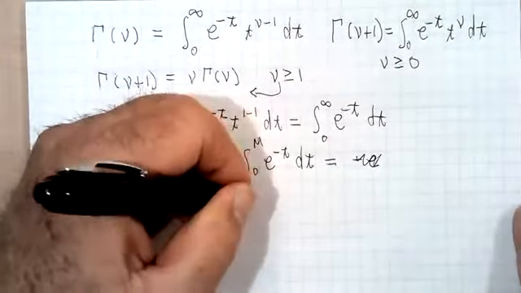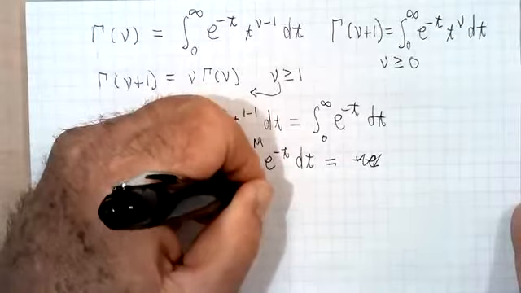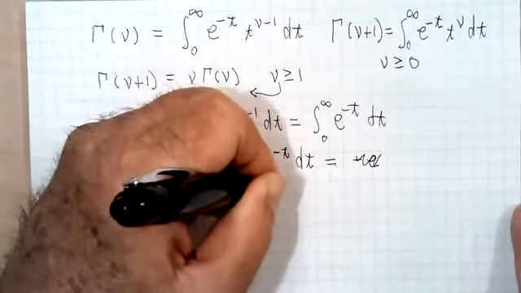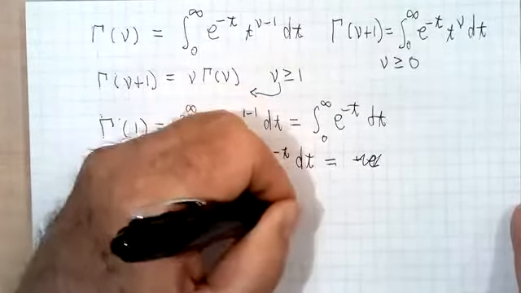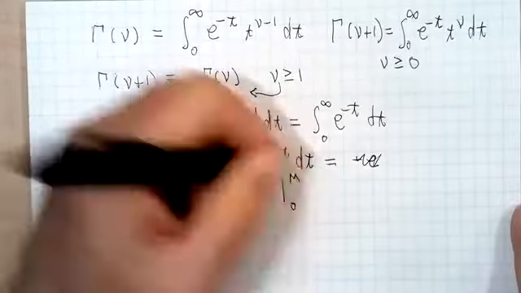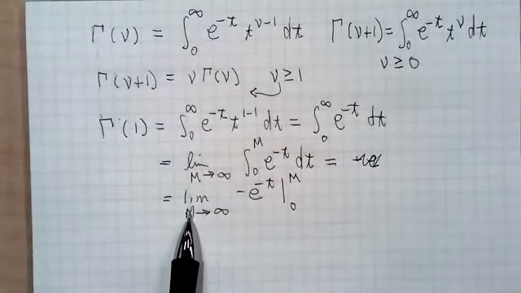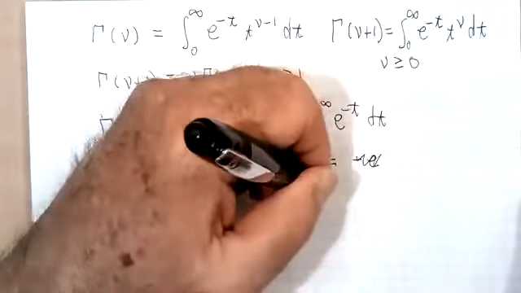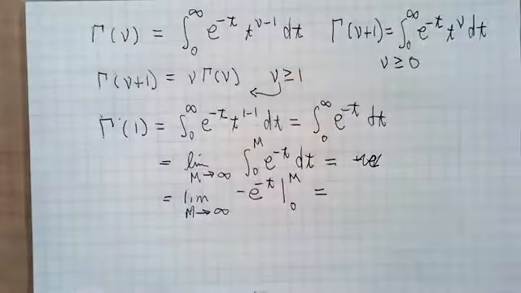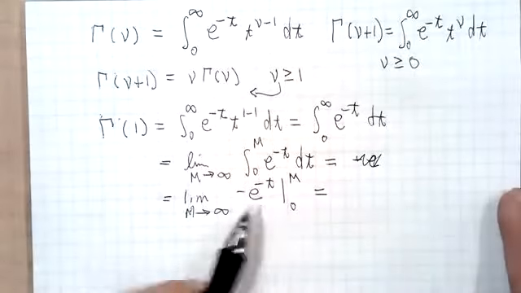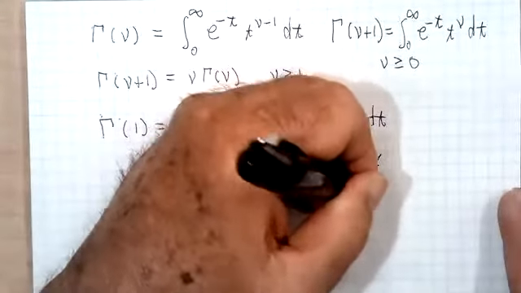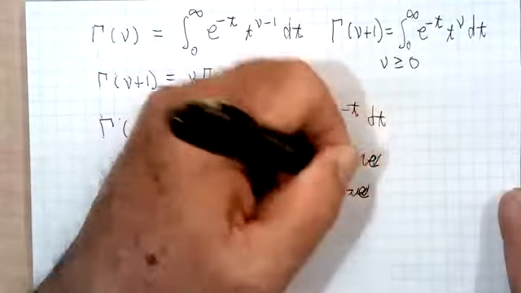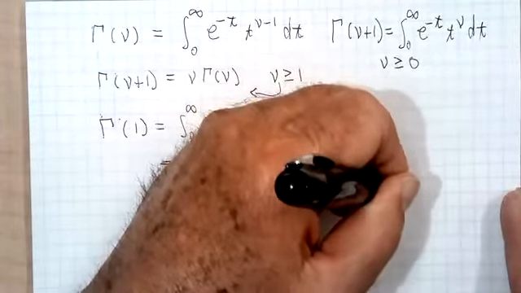So the antiderivative is e minus e to the minus t. And I'm evaluating this on the interval from 0 to capital M, and then I'm taking the limit as m tends to infinity. And when we do that, what will happen? Well, when you plug in m, you're going to get minus e to the minus m. And I forgot to write my limit again.